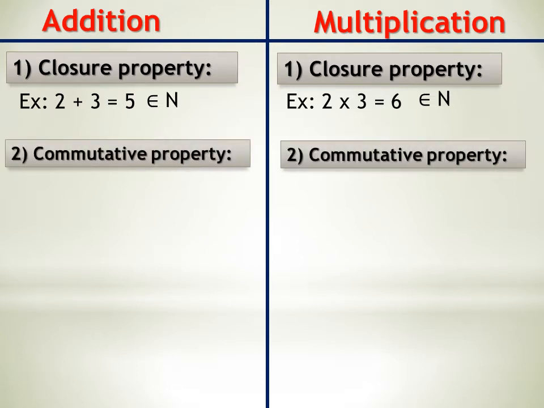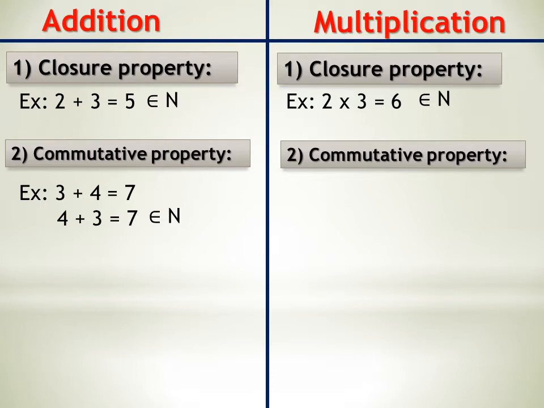Let's see here. The second property is commutative property. What is the meaning of commutative property? Commutative means we can change the places. For example, we have 3 plus 4 equals 7. So when we change the places, it will be 4 plus 3. The same answer, which is 7. And 7 belongs to N. So in addition, we can change the places. So the commutative property is also right.